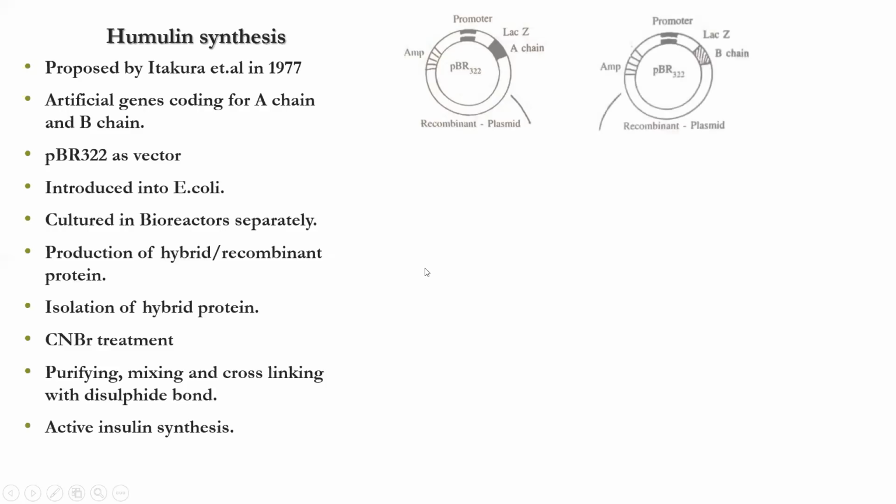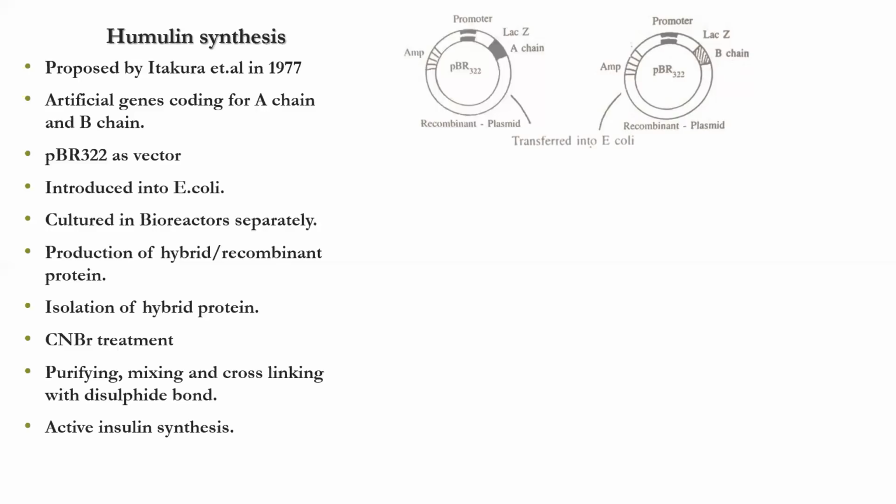So here, this is another one, the same type of vector, that is pBR322, a separate vector. To this vector, the B chain gene is inserted. Again, that is also inserted in the region of the tetracycline resistant gene, and this B chain gene is also associated with the LacZ gene. As I told earlier, it provides the promoter as well as the terminator for the expression.